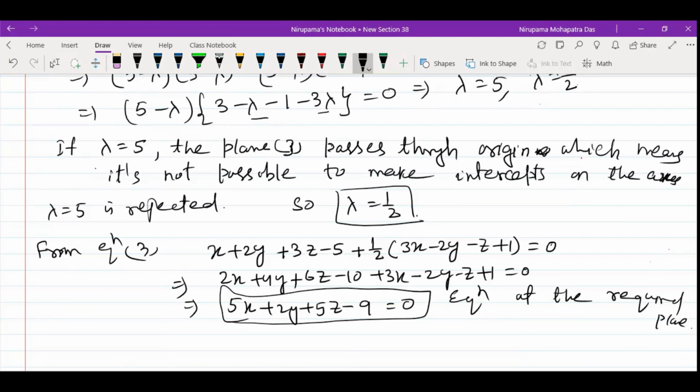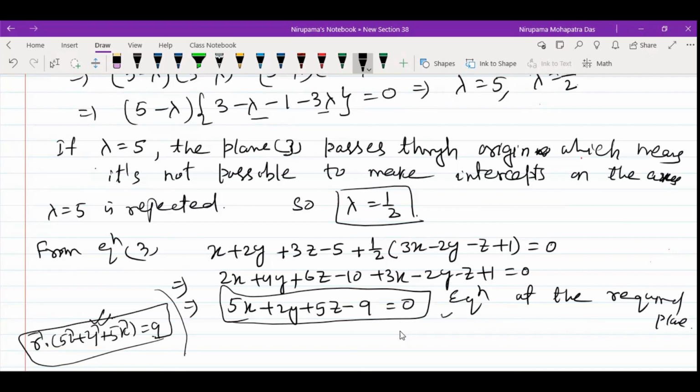Okay, so this is what we wanted. So this is in Cartesian form. In the question we are not given whether we have to find Cartesian or vector form. If you have to find vector form, you could have written it like this also: r dot (5i plus 2j plus 5k) equal to 9, but we have not been asked. So this is optional, but here the equation of the required plane is 5x plus 2y plus 5z minus 9 equal to 0.